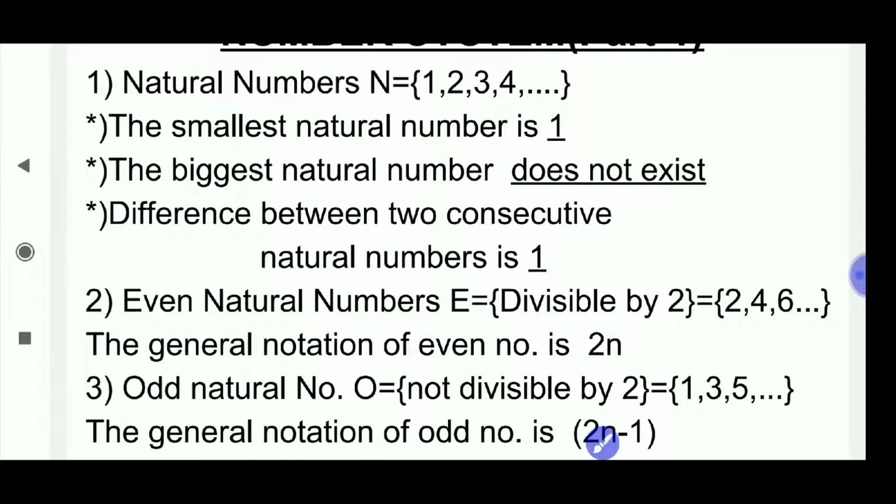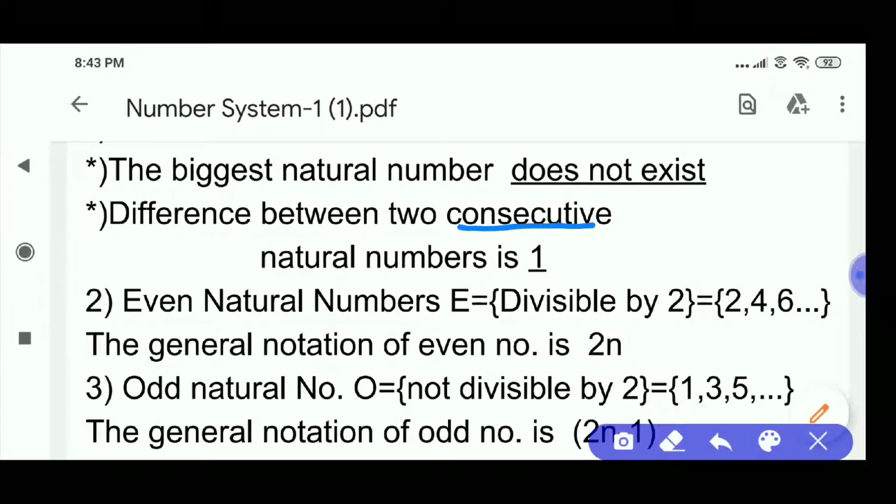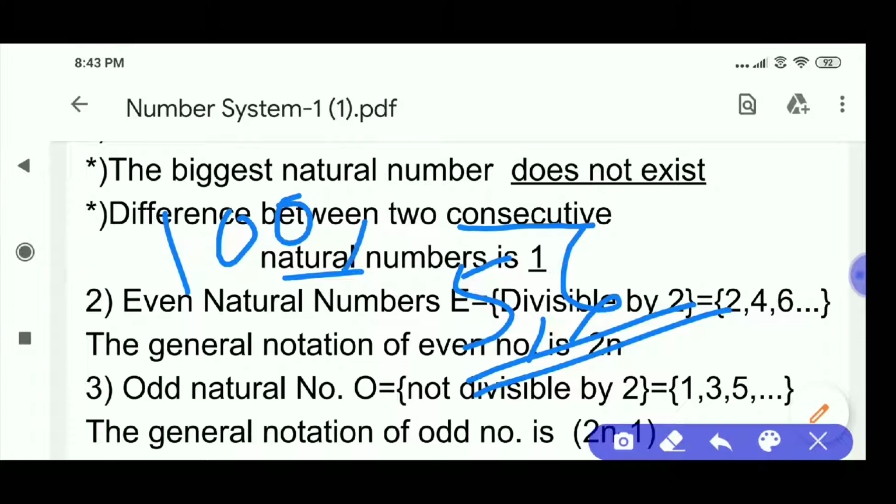What is the difference between two consecutive natural numbers? Consecutive means side by side. Suppose 5 and 6 are called consecutive natural numbers. Similarly, 100 and 101 are called consecutive natural numbers. Naturally, the difference between two consecutive natural numbers is 1.